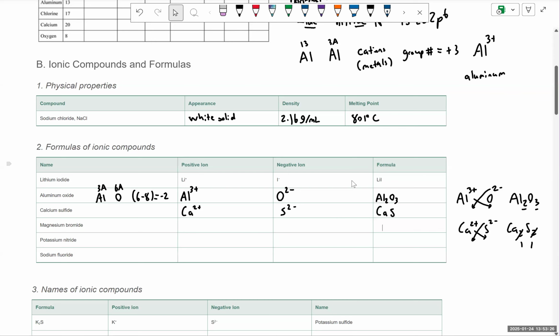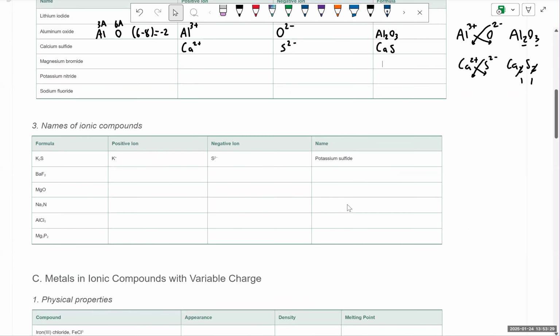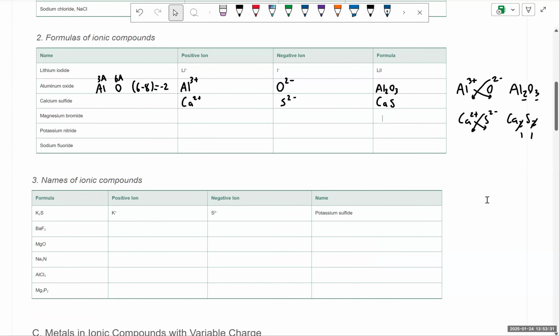Now, we're going to move to the third part of part B, which concerns the names of ionic compounds. So here we're going to be not only identifying the positive and negative ion, we're also going to write the name. Now, the examples provided all involve main group ions, so you can determine the charge using the periodic table. I'm going to show you another method as well that you'll need to implement for ionic compounds that contain transition metals.